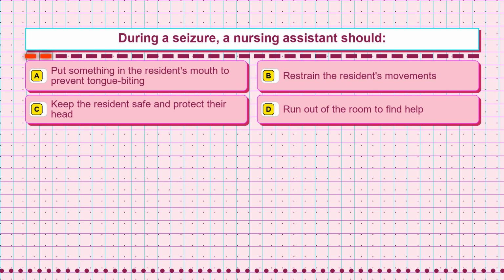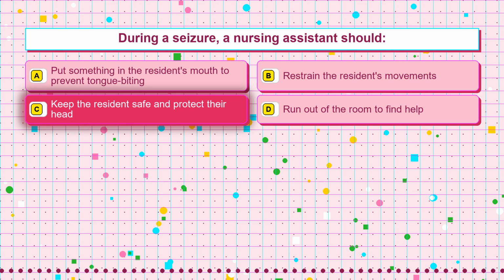Question 93. During a seizure, a nursing assistant should: Option A. Put something in the resident's mouth to prevent tongue biting. Option B. Restrain the resident's movements. Option C. Keep the resident safe and protect their head. Option D. Run out of the room to find help.